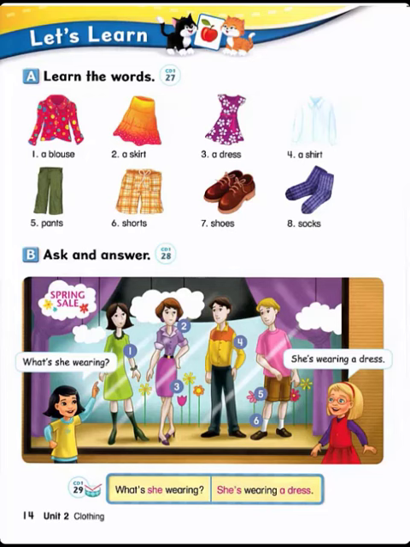Page 14. B. Ask and answer. What's she wearing? She's wearing a dress. Number 1. What's she wearing? She's wearing a dress. Number 2. What's she wearing? She's wearing a blouse. Number 3. What's she wearing? She's wearing a skirt. Number 4. What's he wearing? He's wearing a shirt. Number 5. What's he wearing? He's wearing shorts. Number 6. What's he wearing? He's wearing socks.